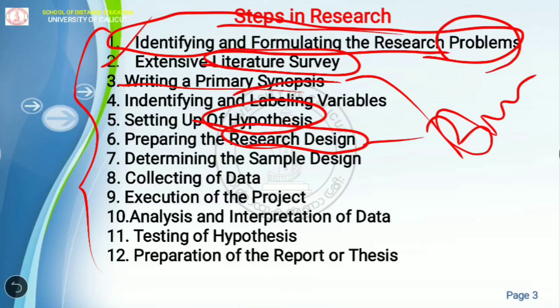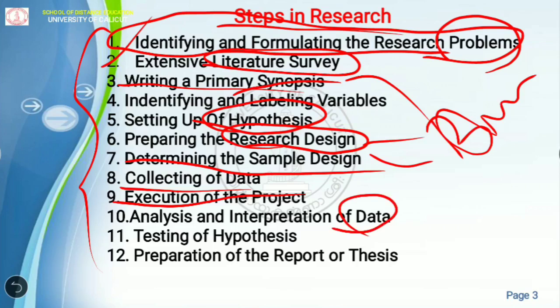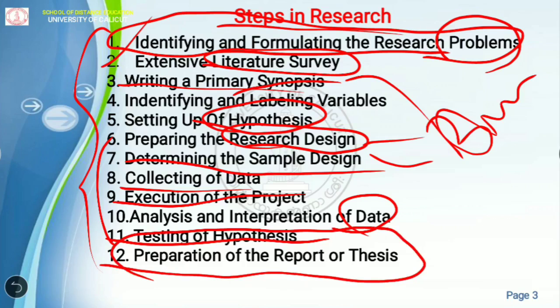Then we have to determine the sample design, which is our sample unit, from whom we collect data, and the methods of data collection. All these things come under this area. Then we will collect data. Then execution of the project, we will execute the coding, all activities will be done. Then analysis and interpretation of the data. Based on the analysis and interpretation, we will test the hypothesis that we have already framed. Then finally we will make conclusions and a summary, and based on all these we will prepare a research report or thesis. These are the major steps that a researcher has to go through.